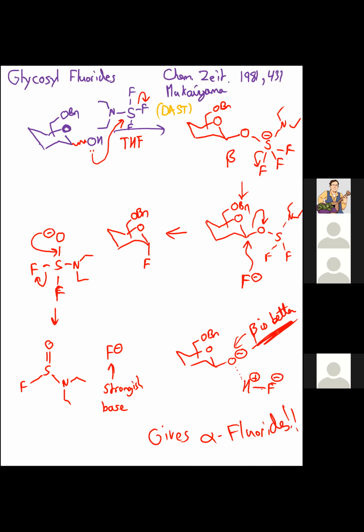So beta is better for that hydrogen F minus interaction. That's what you're saying. Beta is better when this is O minus. O minus is better at the beta position than the alpha position. Right. That makes sense.